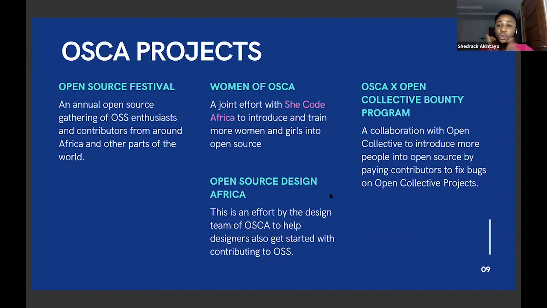So we encourage women, young girls and girls in general to come into open source. So with Women of OSCA. Women of OSCA, Open Source Community Africa, is a joint effort with She Code Africa. She Code Africa is a non-governmental organization here in Nigeria and Africa generally that brings young girls and women into coding. So we did a joint effort with them to introduce and train more women and girls into open source generally. We saw the attendance of women and girls grow by a very large number when we started Women of OSCA, and we're looking forward to doing more and getting more women and girls into open source.